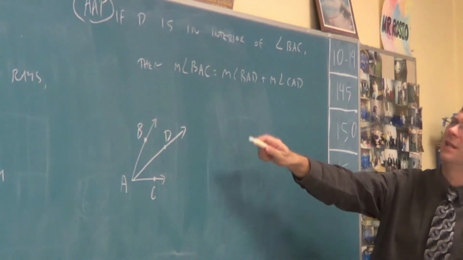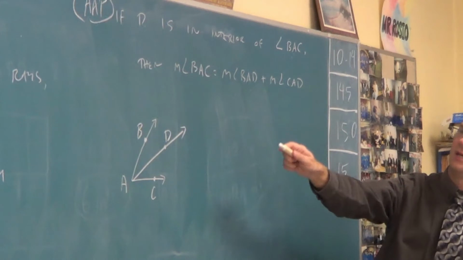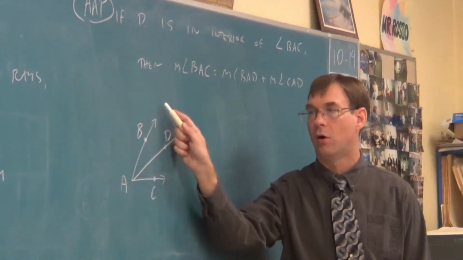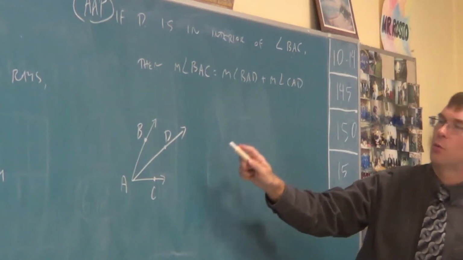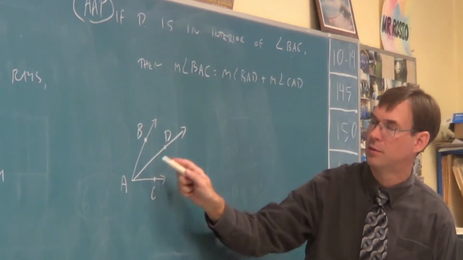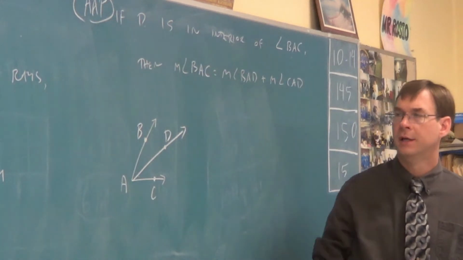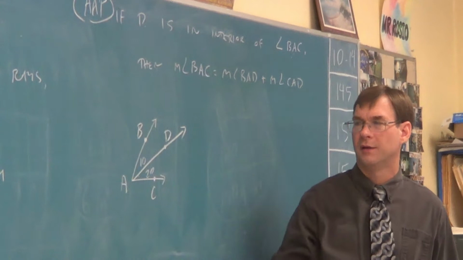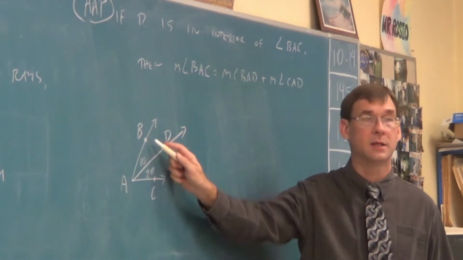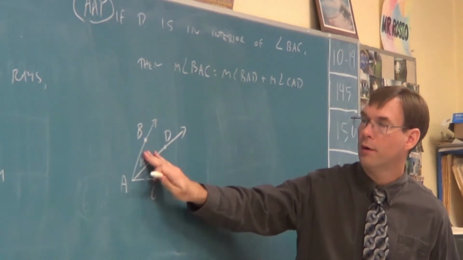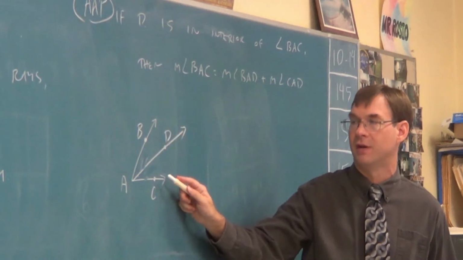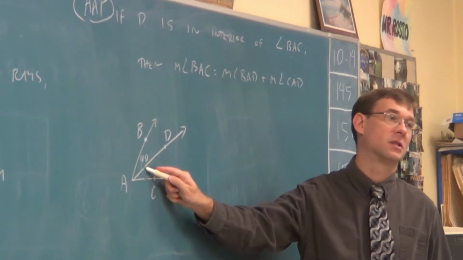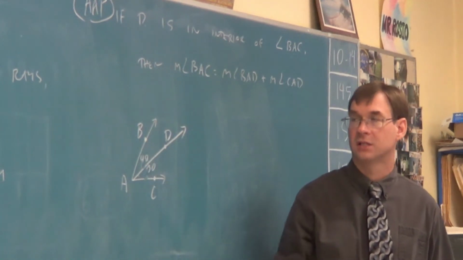So if D is in the interior of angle BAC, then angle BAC is the big boy that ate everybody else. That would have to equal the measure of the upstairs plus the measure of the downstairs. In the homework, they might say this is 10 and this is 20, and they expect you to tell them that the big thing is 30. Or they might tell you that the big thing is 70 and the upstairs is 40. Then the downstairs is 30.